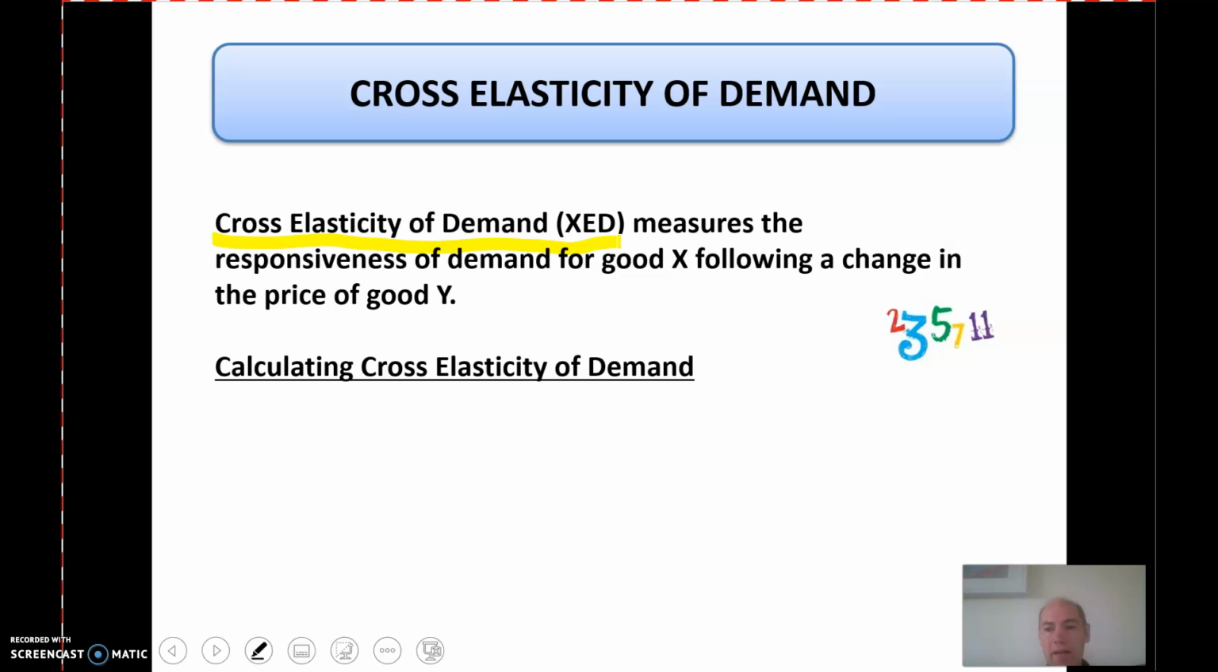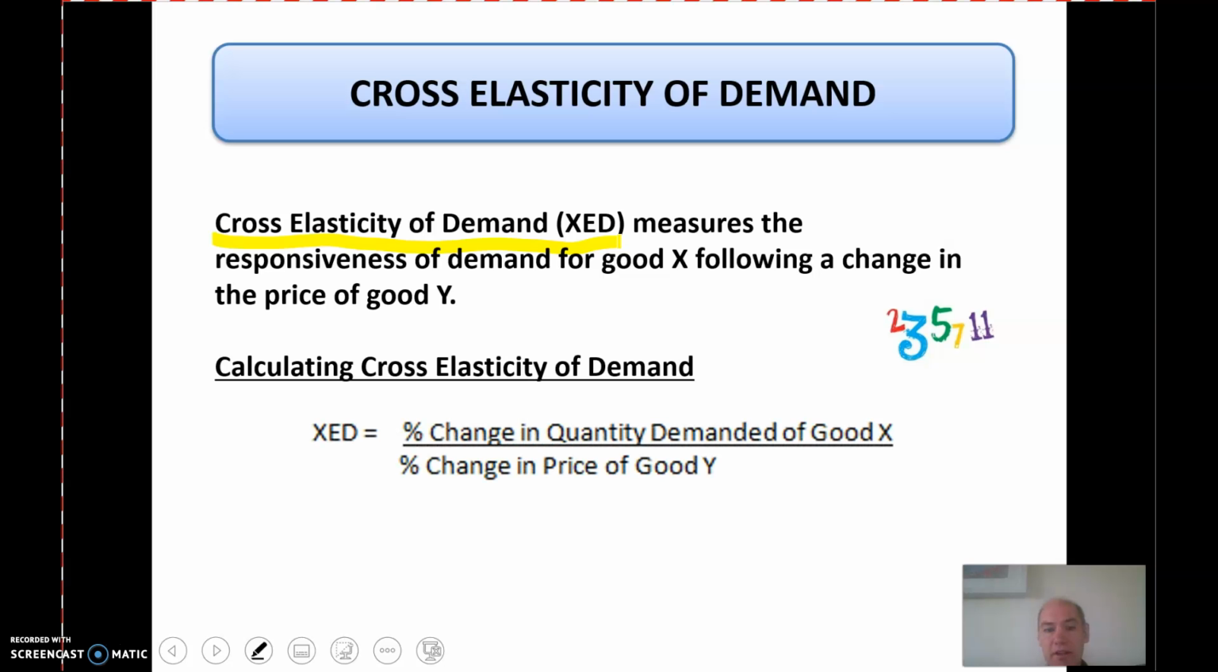Okay, again, in terms of quantitative skills, very important. We've got to be able to calculate this very important equation. Make sure that you learn that. It's the percentage change in quantity demanded of good X over the percentage change in price of good Y. Make sure you get them the right way round, or the alternative way to calculate that.